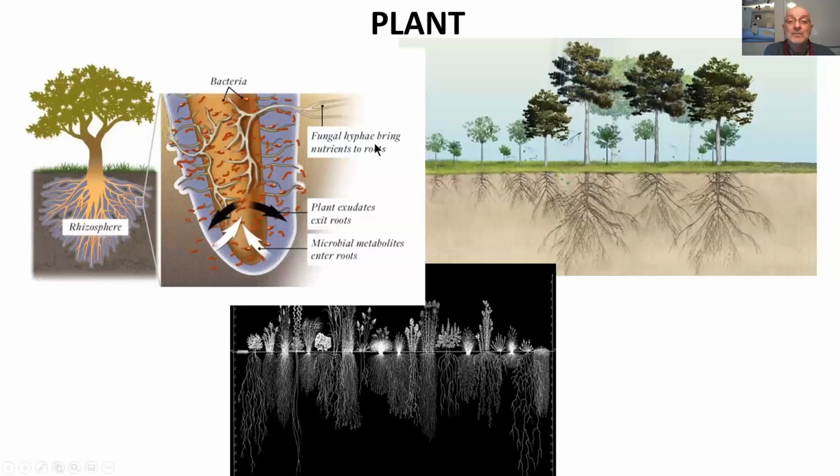So this is the hyphae. The fungal hyphae bring nutrition to the roots, so they go out and bring plant exudates, exceed the roots, and microbial, and then we have. So this is how different kinds of plants are growing. There are many kinds here. We can see the up and down.